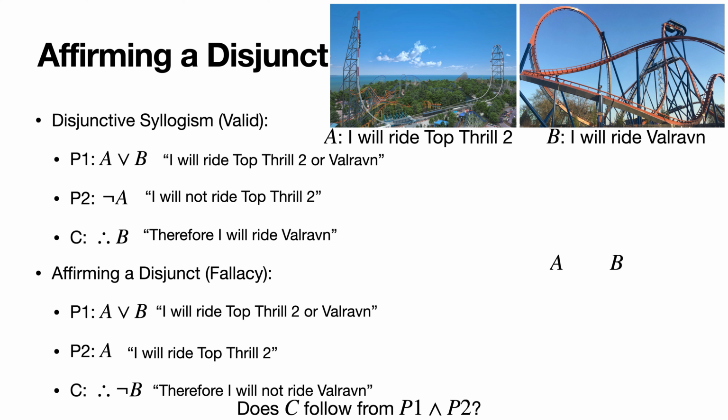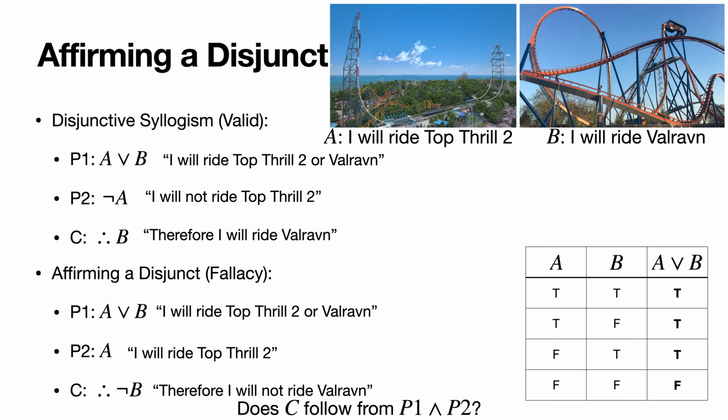We have A, B, and A or B. So A or B, once again, is true everywhere, except when A and B are both false, which is that last row in the truth table.